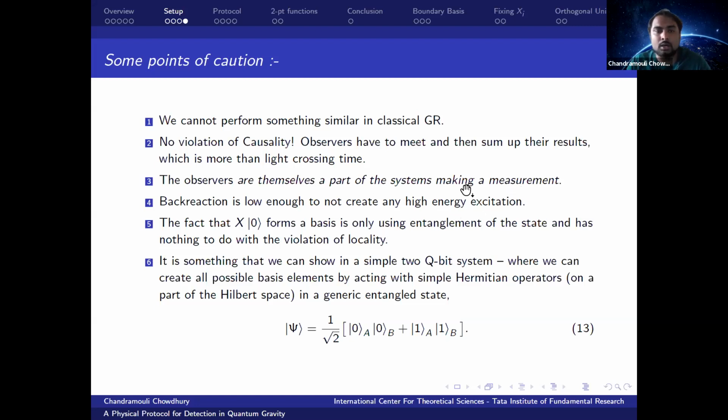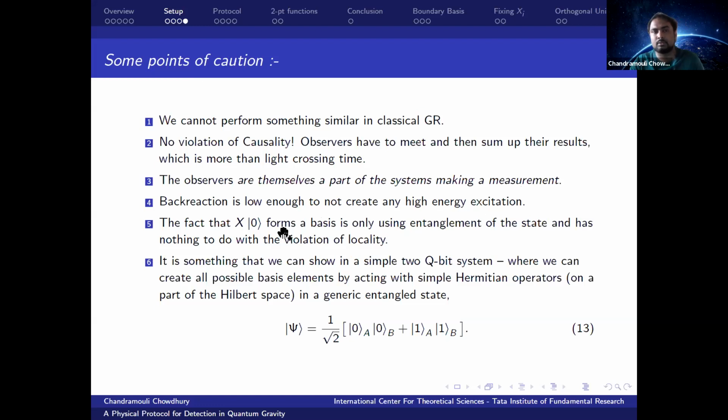Okay. Now, as promised, the fact that X acting on |0⟩, where by X I mean some boundary operator, is going to form a basis, is only using the entanglement of the state and has nothing to do with violation of locality.